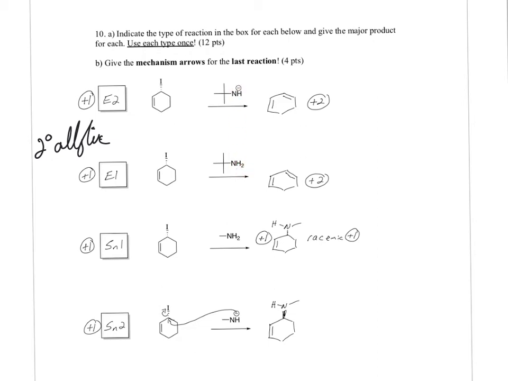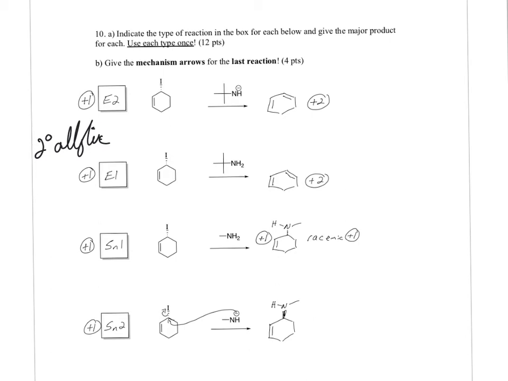Difference between these two, there's no charge. So this makes you think E1, again, not reactive, but large, less likely to do substitution. And I said you'd use each type once. So same product as E2, different mechanism, but same product.